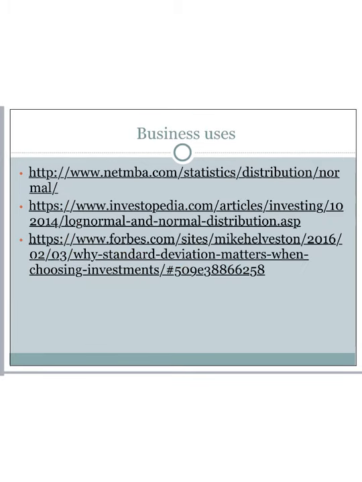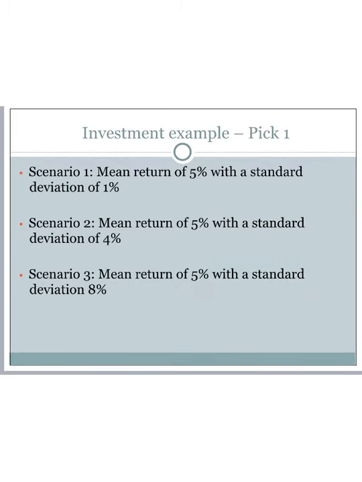Here are some links that you can go look at in terms of the business uses of standard deviation and z-scores and the normal curve and things like that. And finally, there's also this idea of an investment example of, would you rather have the small standard deviation, the medium, or the big? This again is an argument that could be had. Folks closer to retirement probably prefer scenario 1. Folks who are younger and have more time to wait out the market would probably prefer scenario 3.